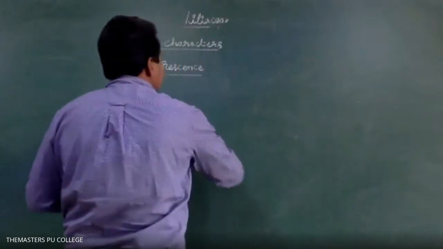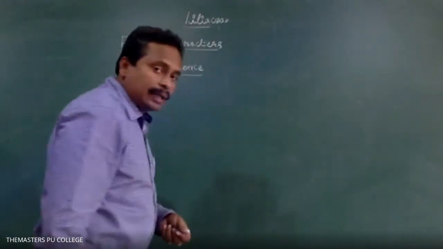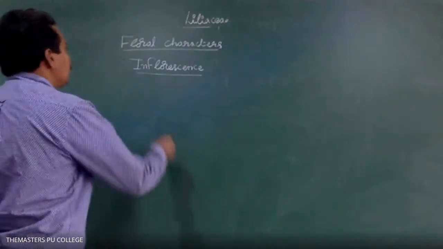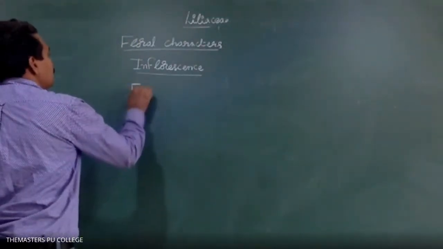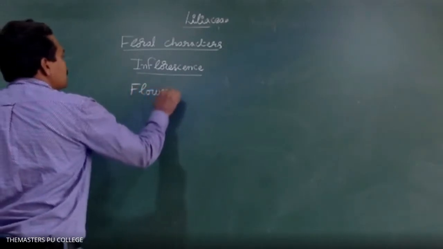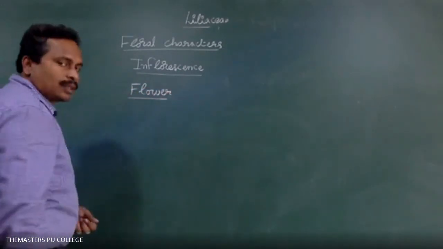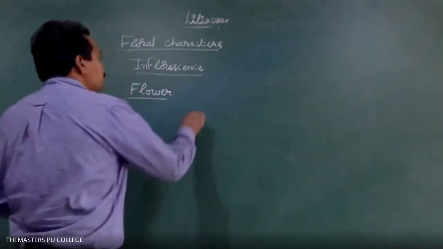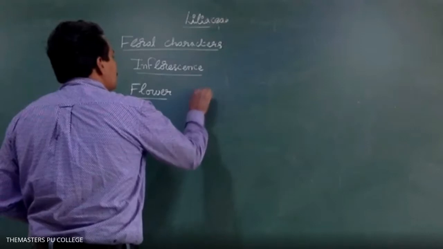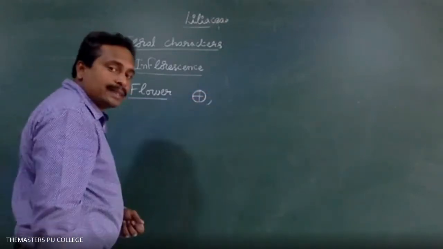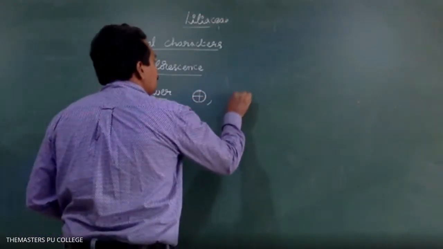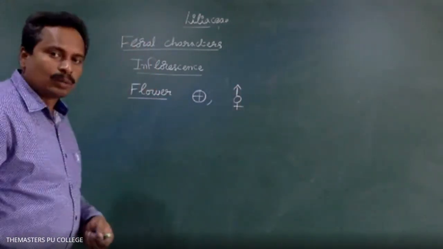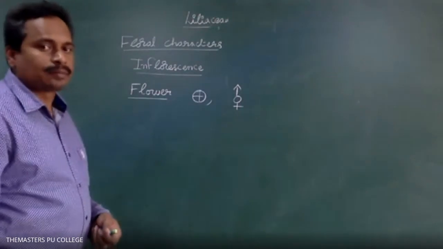Next, the flowers. The detailed characters of the flower. So flowers are actinomorphic and bisexual.